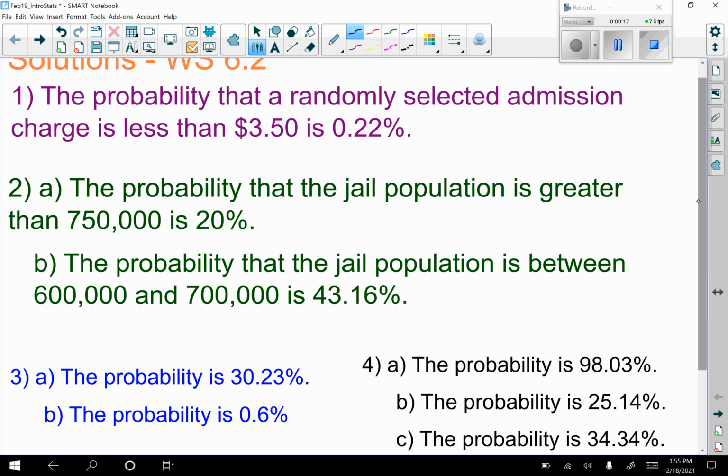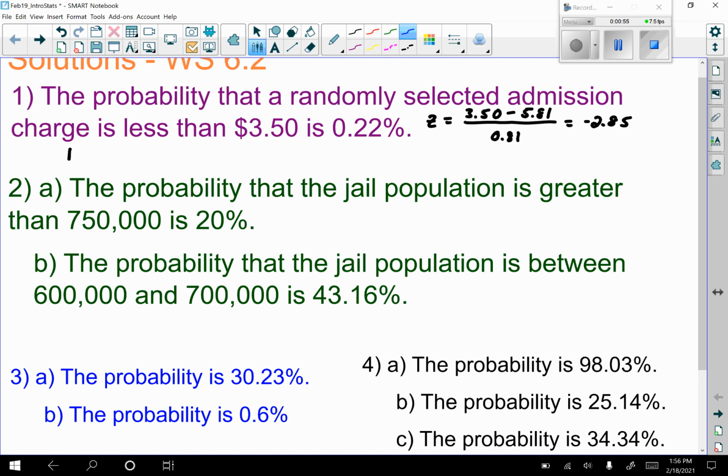So for number 1, we want to turn the data value of 350 into a z-score. So z is equal to, we're looking to see the probability that a randomly selected admission charge is less than $3.50. So that is our data value, 350. We're going to subtract 581 from this, that is our population mean, and divide by the standard deviation, which is 0.81. So this should give us a z value of negative 2.85.